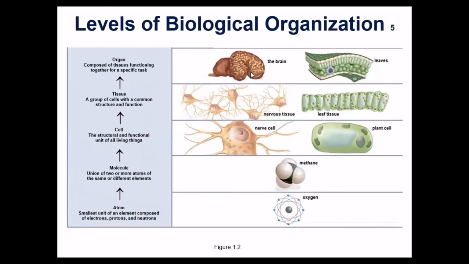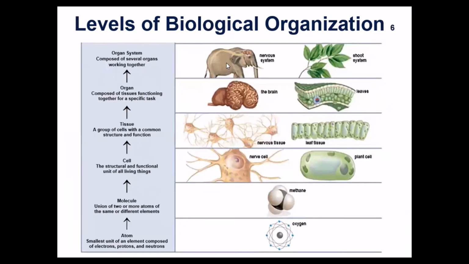But what happens whenever you have tissues working together? That would be an organ. You put a collection of nerve tissues together, and that could form the brain. And you put some leaf tissue together, and that would form the actual leaf for the plant. And then what do you get when you take all of the organs that have a similar function? You put those together. For example, if you think of the organs related to nerves and nervous tissue and neurons, you put those together, and that would form the nervous system.